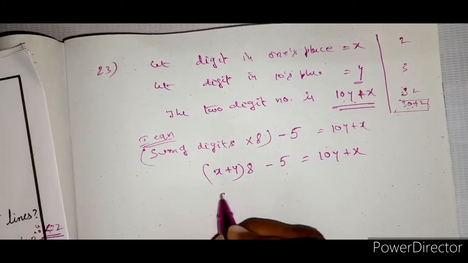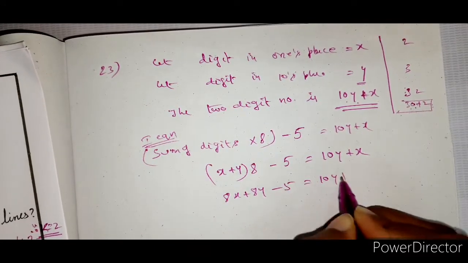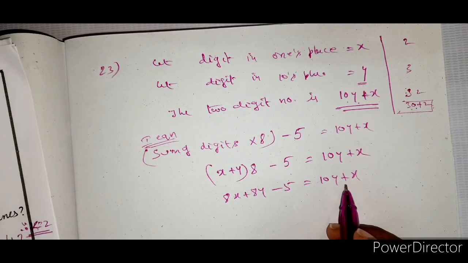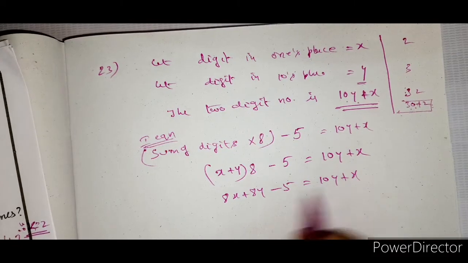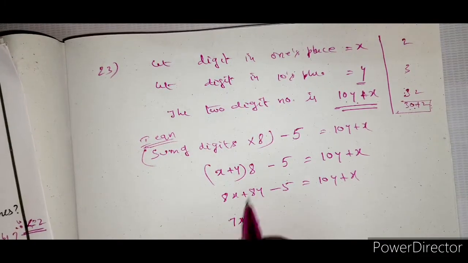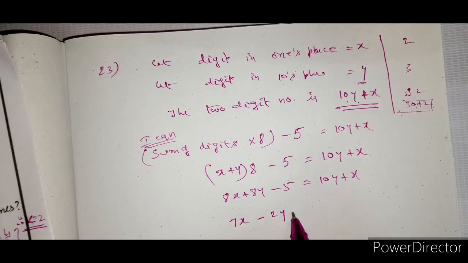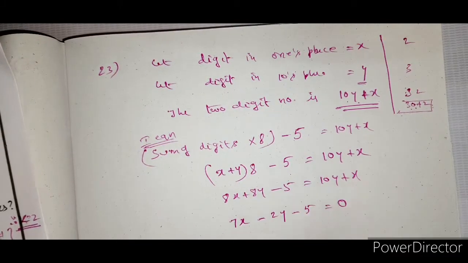Or rather, let me simplify it. 8x plus 8y minus 5 is equal to 10y plus x. So therefore, bringing all the x and y terms onto one side, this will be 8x minus x is 7x, plus 8y minus 10y is minus 2y, minus 5 is equal to 0.